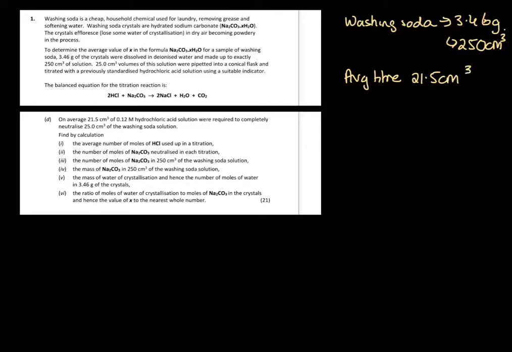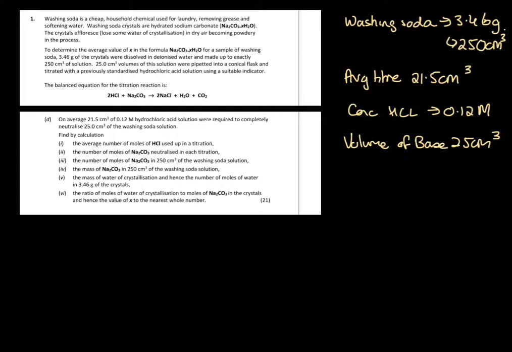Okay. So on the side, I'm just going to take out the important sections of this. So we have the washing soda, and it was measured out to be 3.46 grams, and it was made up into 250 centimetres cubed. And then the average titre is 21.5, and we do have the concentration of the HCl as well. And then the volume of base is 25 centimetres cubed. And then we also have the chemical reaction there as well. I don't need to write that out.